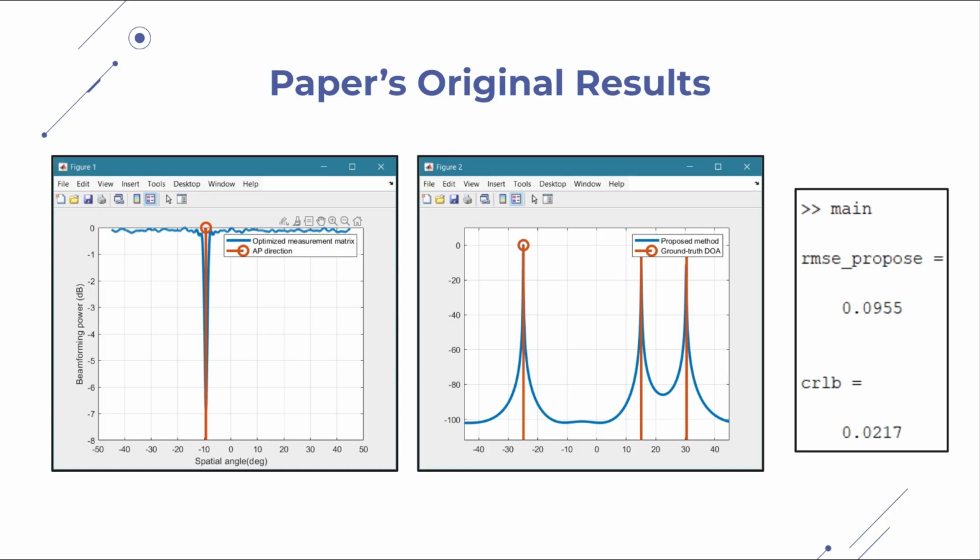Additionally, the RMSE is relatively close to the Cramér-Rao lower bound of 0.02117 degrees, showing the paper's high performance. However, we feel there is still a slight gap in terms of optimization between these values, which we hope to build upon, especially when you look at the ratio of RMSE to CRLB.